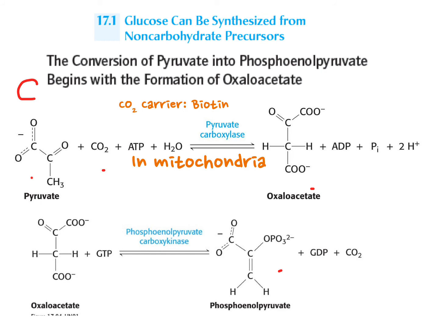The pyruvate produced through glycolysis is in the cytoplasm, and that pyruvate has to enter the mitochondria. The 3-carbon pyruvate combines with 1 carbon dioxide, consuming 1 ATP, catalyzed by the enzyme pyruvate carboxylase, meaning adding 1 carboxyl functional group, to form a 4-carbon oxaloacetate.